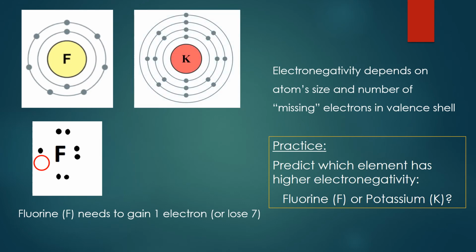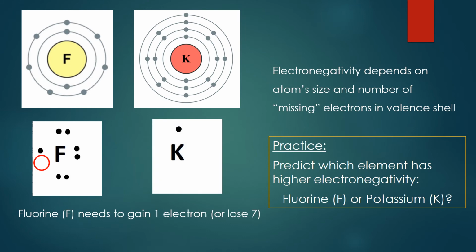Here's a potassium. There's a lot going on, but notice in its outermost shell that has any electrons in it, there's only 1. So here is a Lewis dot diagram of potassium. It has 1 electron in its valence shell. It would like to lose that electron, and if it did, then it would have a full valence shell with 8 electrons each paired. So potassium needs to lose an electron, whereas fluorine needs to gain an electron.